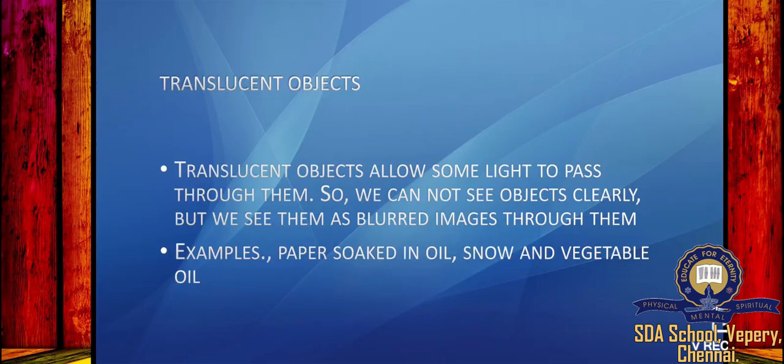For example, we have paper soaked in oil. This is the best example. If we soak a paper in oil, we cannot see the objects clearly. The next examples are snow and vegetable oil. Translucent objects are the objects which allow some light to pass through them, whereas we cannot see objects clearly.